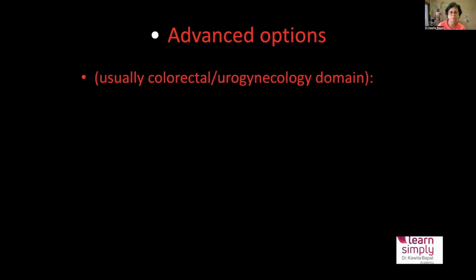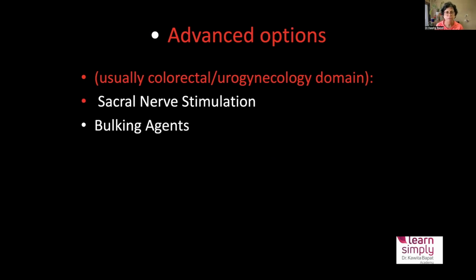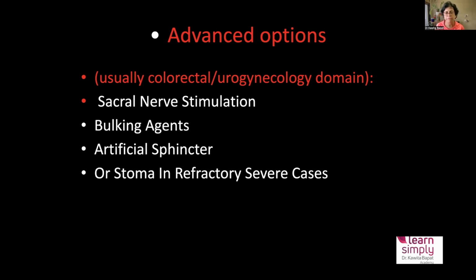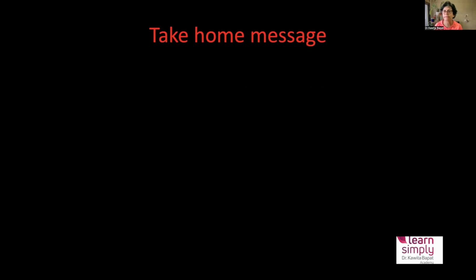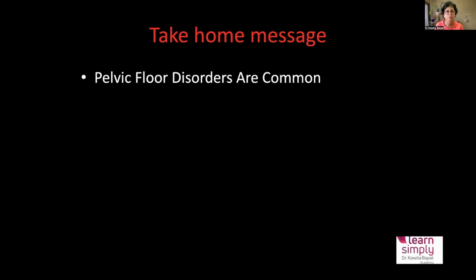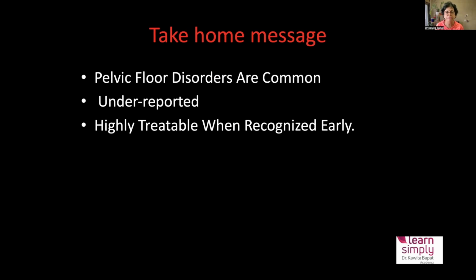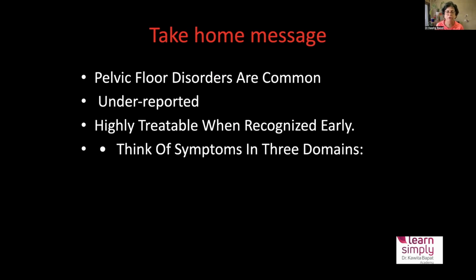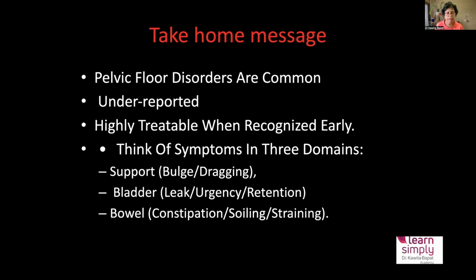Now, advanced options, usually in the colorectal and urogynecological domain: sacral nerve stimulation, bulking agents, artificial sphincter, or a stoma in refractory cases. Now, what is the take-home message when we talk about pelvic floor disorders? Pelvic floor disorders are common, underreported, and highly treatable when recognized early. Think of symptoms in three domains: support, bladder, and bowel. Support: bulge and dragging; bladder: leak, urgency and retention; bowel: constipation, soiling and straining.